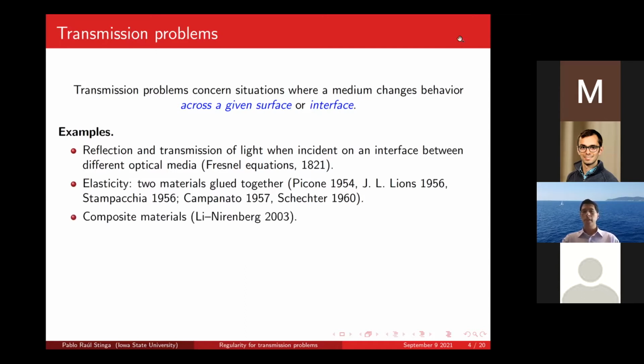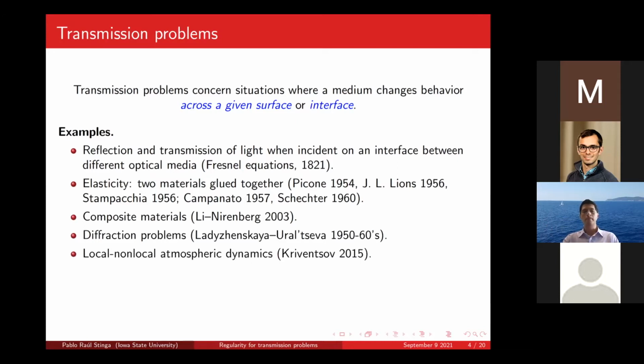Then we have another example, composite materials, which are a bunch of materials glued together. For example, there's the work by Li and Nirenberg, and these can be thought of as follows: on each material there is an equation, and the coefficients in the equations are discontinuous when you pass from one material to another. There are also diffraction problems by Ladyzhenskaya and Uraltseva, again related to optical media, in the 50s and 60s.